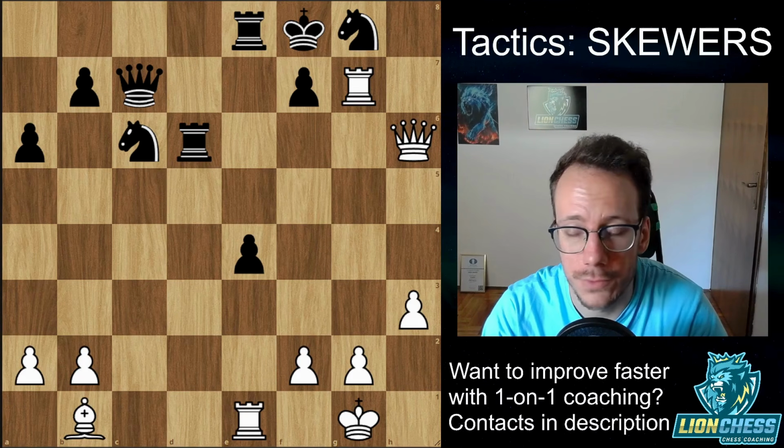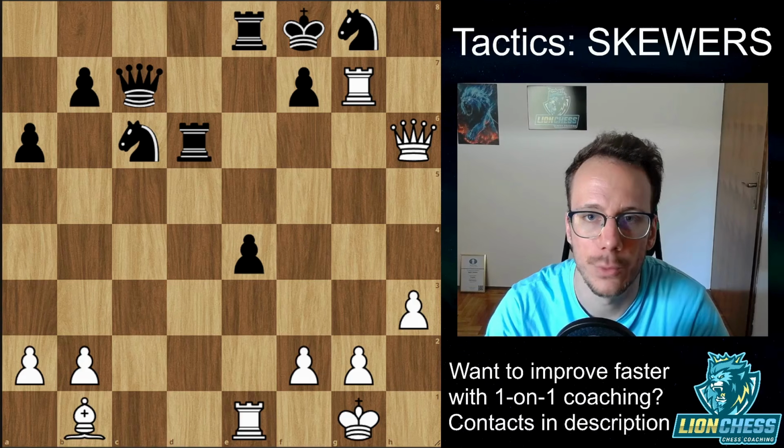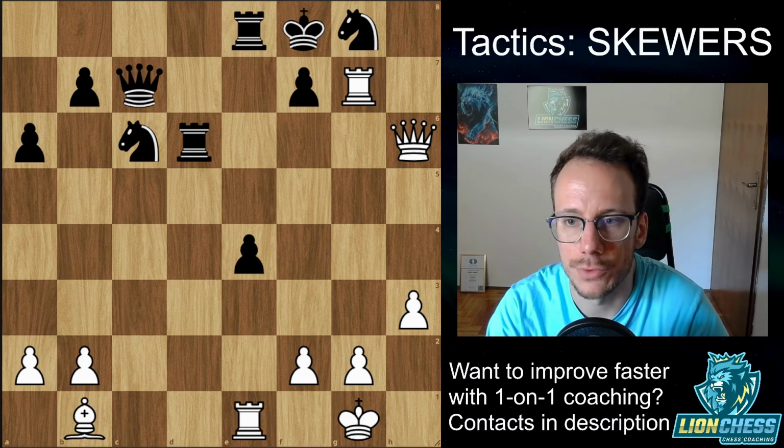And our final puzzle for today, this is going to be white to move and win. This one also happened in a real game, so it's a great example.